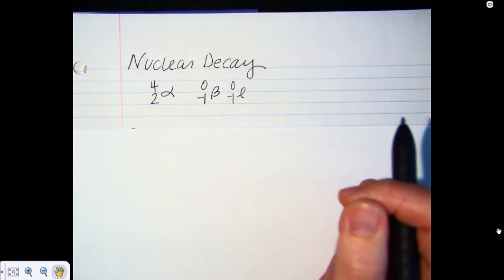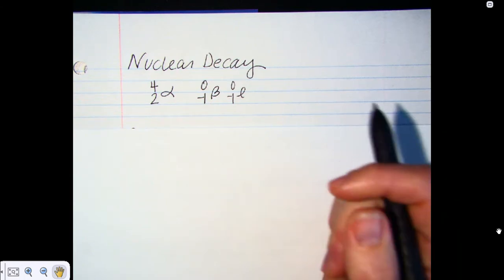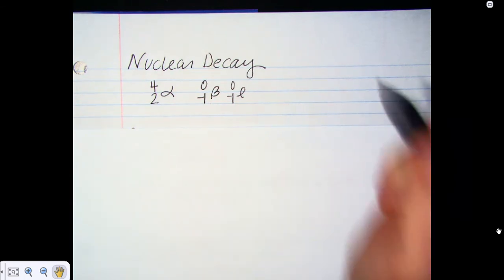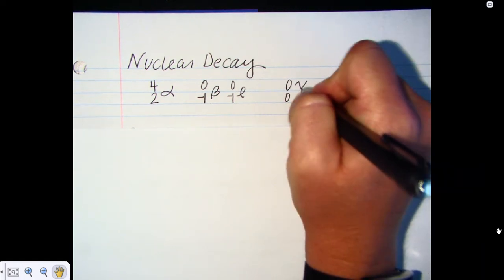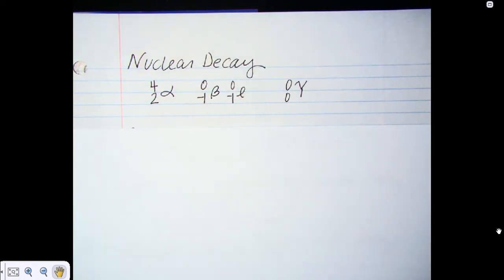The last one I will mention, though we don't calculate with it, is gamma. Gamma particles have no mass, no charge, and are represented by the Greek letter gamma, which looks like a Y. Because we can't really do any math with this, we don't calculate with it. So we mention it, we talk about it. Gamma particles are really strong. They can penetrate lead, but no math. So we just let that one go.